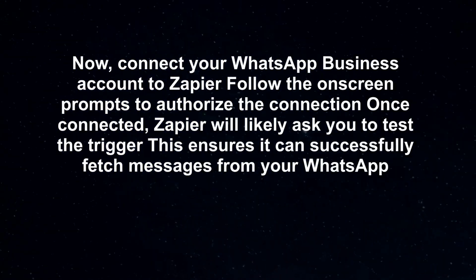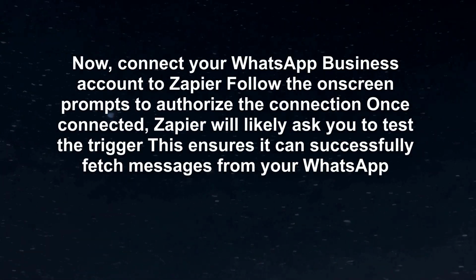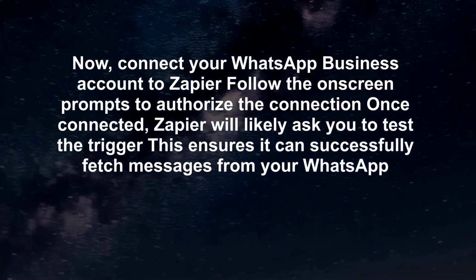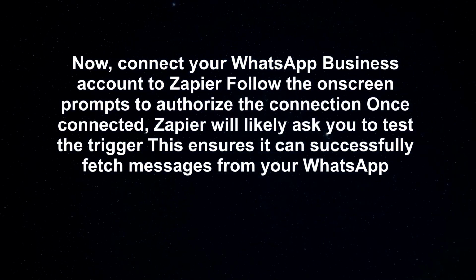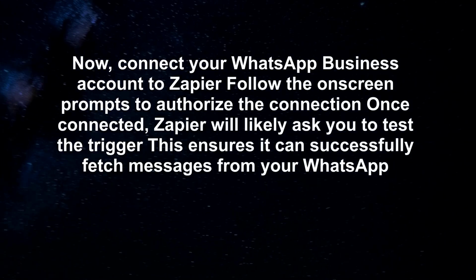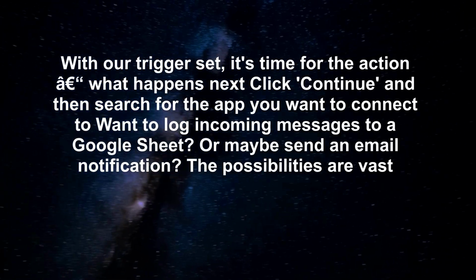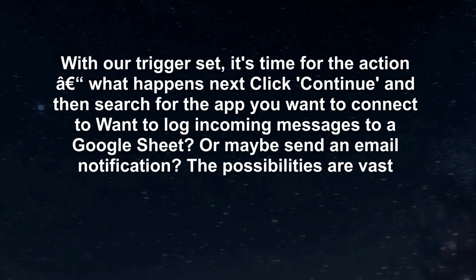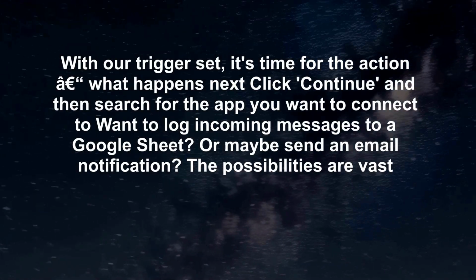Now, connect your WhatsApp business account to Zapier. Follow the on-screen prompts to authorize the connection. Once connected, Zapier will likely ask you to test the trigger. This ensures it can successfully fetch messages from your WhatsApp. With our trigger set, it's time for the action, what happens next? Click Continue, and then search for the app you want to connect to.